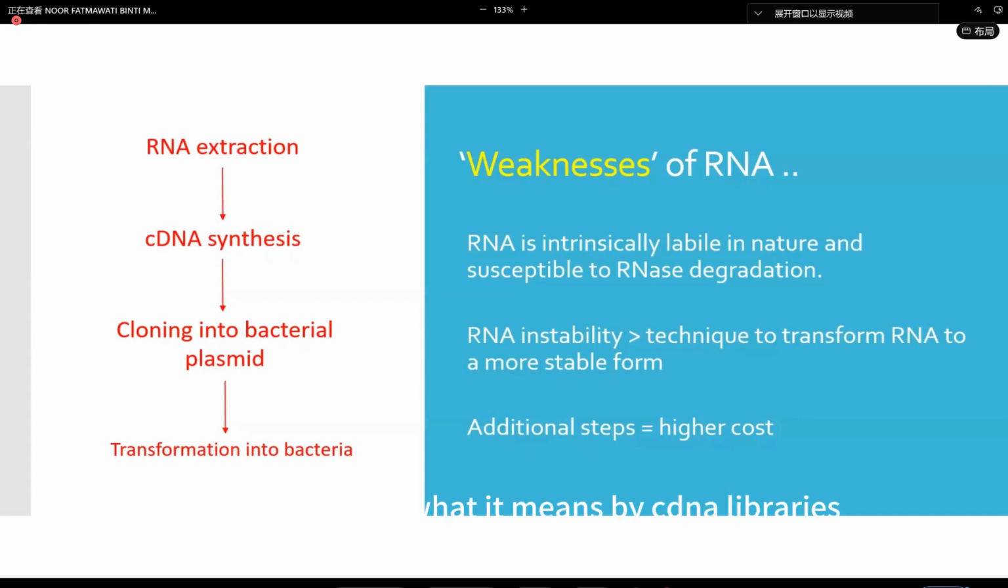Anyway, so that's what is meant by cDNA libraries: a library of cDNA of a certain person or a certain gene of that person.